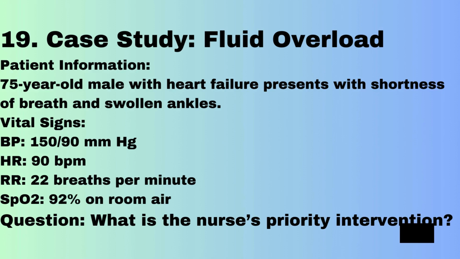Case study: fluid overload. Patient information. 75-year-old male with heart failure presents with shortness of breath and swollen ankles. Vital signs. BP 150/90 mmHg. HR 90 BPM. 22 breaths per minute. SpO2 92% on room air. Question. What is the nurse's priority intervention?